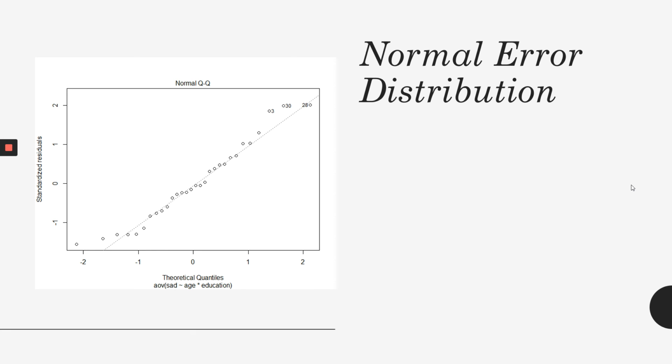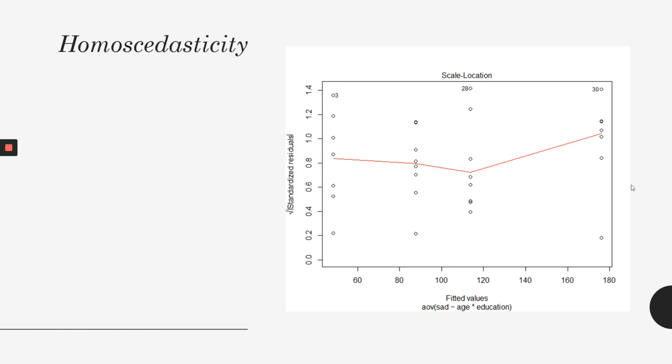And then we have the normal error distribution assumption. Again, same reason as in MRC. And we can see that our standardized residuals, for the most part, follow the line. But it seems like there's a little bit of difference. So there could be a little bit of bias in our inferences, but it doesn't really seem that bad.